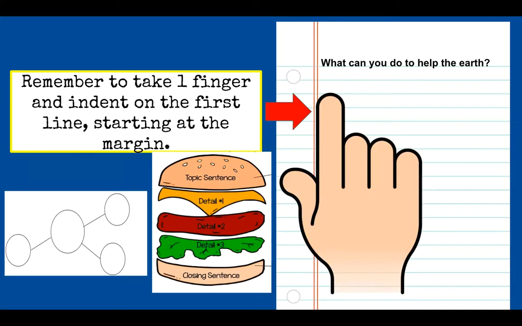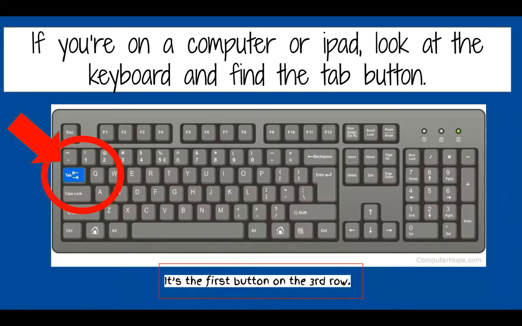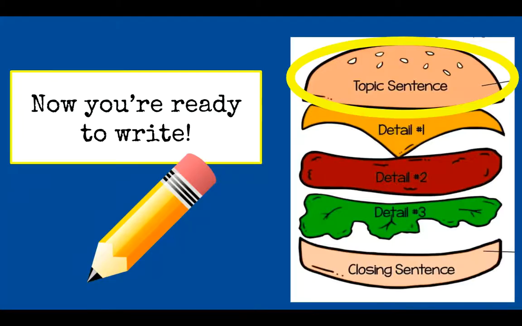The next step is I'm going to take one finger and indent on the first line, starting at the red margin. If you're on the computer, remember to use the Tab button. It's the first button on the third row to indent. Now you're ready to write. Start with your topic sentence.